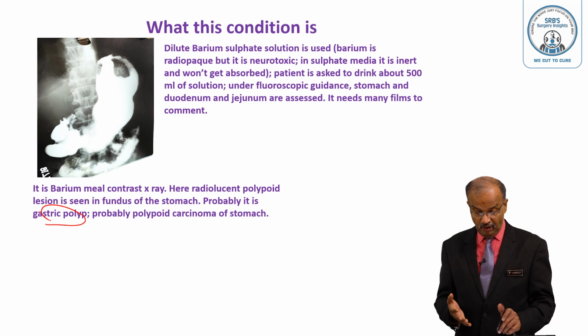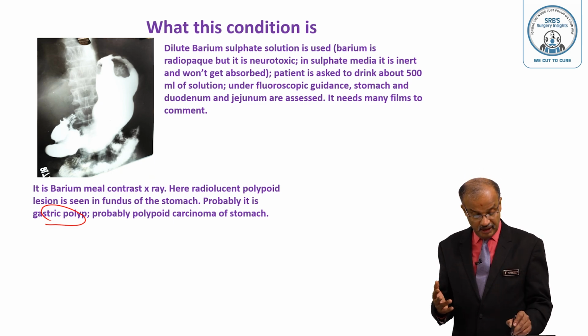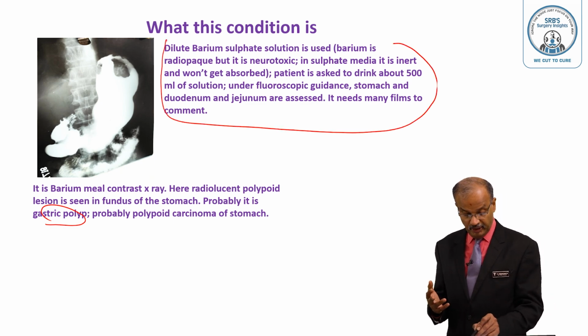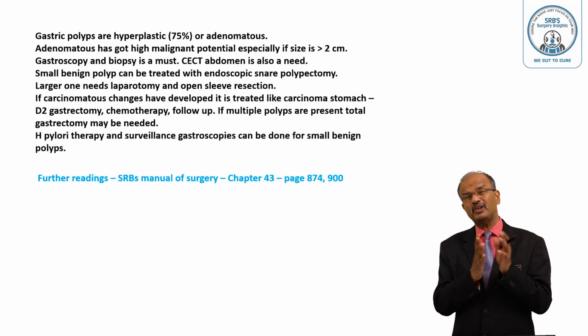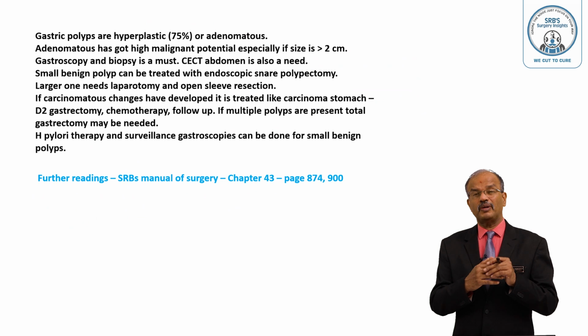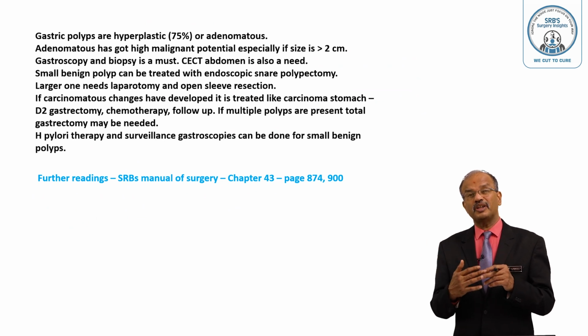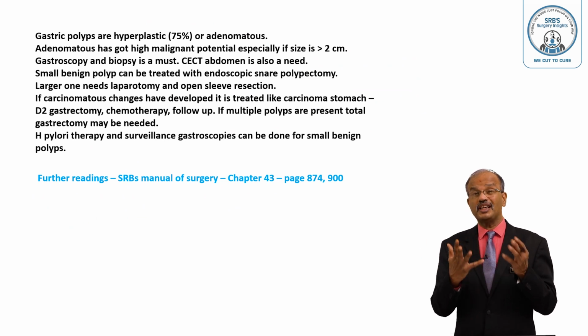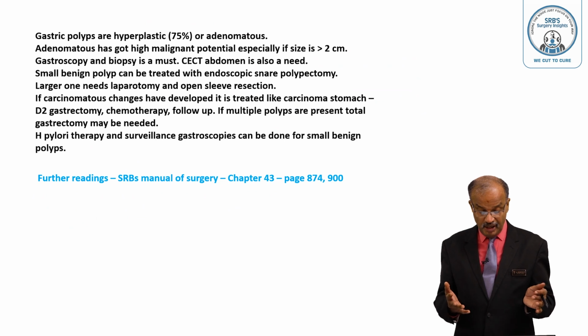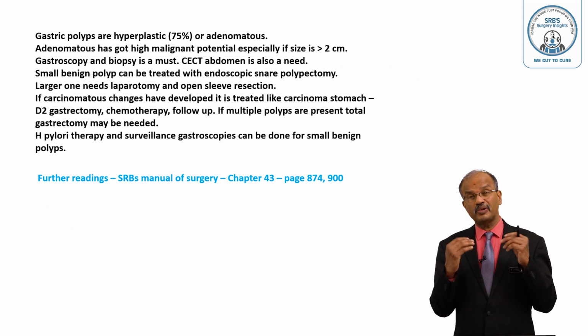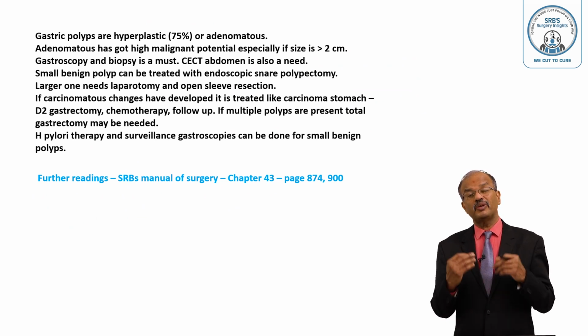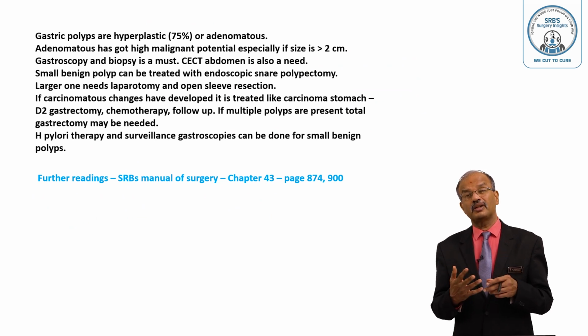So all those things I have already told, how to do a barium meal study. This entire thing explains very clearly how to do a barium meal study. Gastric polyps are commonly hyperplastic, they are benign. And sometimes adenomatous, they are potentially malignant, not malignant, a potentially malignant condition. Especially when size is more than 2 cm or if it is multiple. In such a situation, we have to do gastroscopy, take biopsy, confirm whether it is benign or malignant. And polypectomy is done if it is benign.